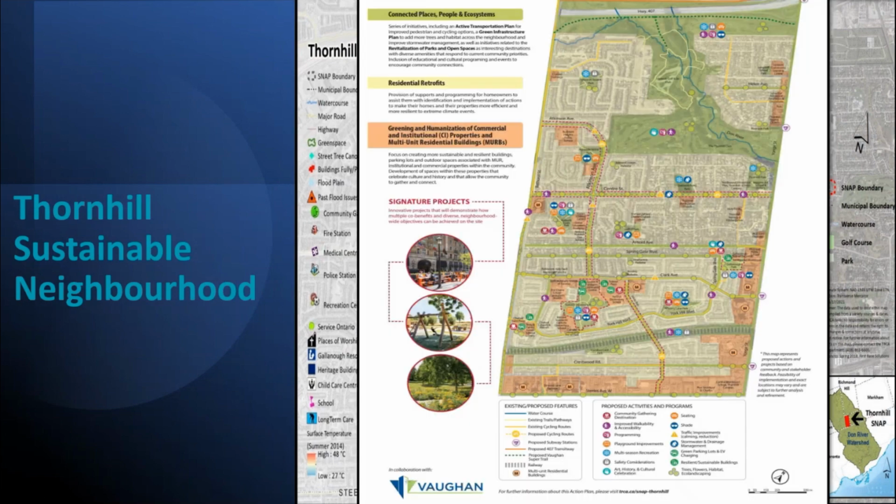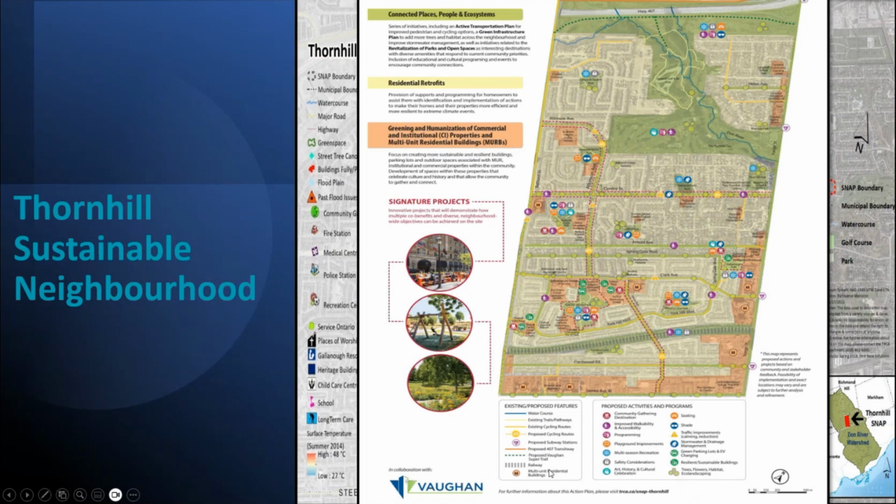We can see here what the report wants to focus on. We want to focus on the greening and humanization of commercial and institutional properties and multi-use residential buildings, as we talked about before. We want to look at signature projects that include more green space, more LIDs, and we want to look at proposed activities and programs that talk about multi-season recreation, improved walkability and accessibility, stormwater and drainage management. You can see in a circle with blue drops, we can see along the parkways or heavily impacted areas from beforehand. We can see any areas with a circle and an M is a multi-use residential building.